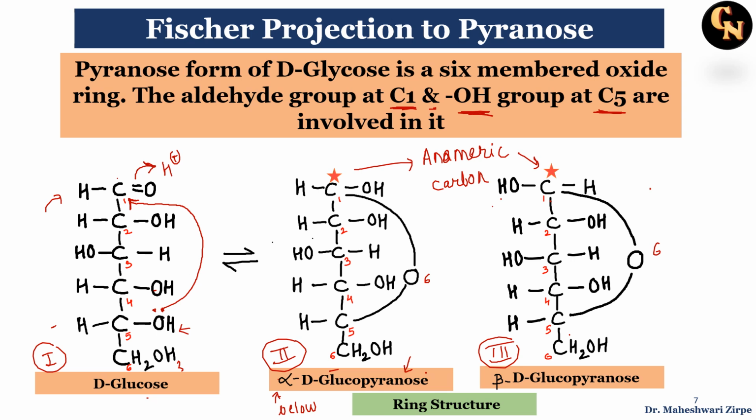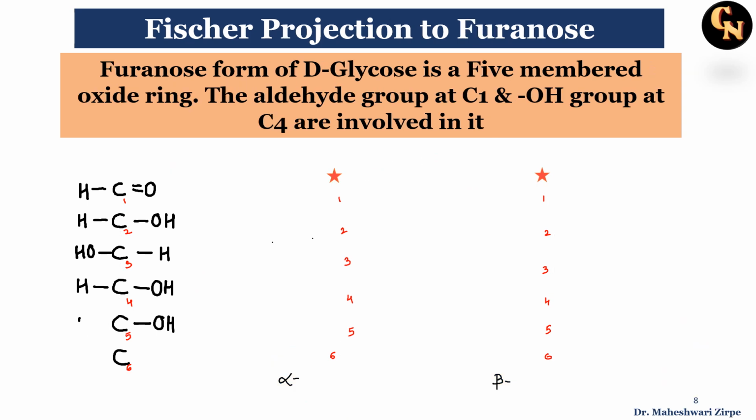So if the OH is below the plane, it will be known as alpha. If the OH is above the plane, then we will call such a structure beta. So this way you can convert the Fischer projection into pyranose.